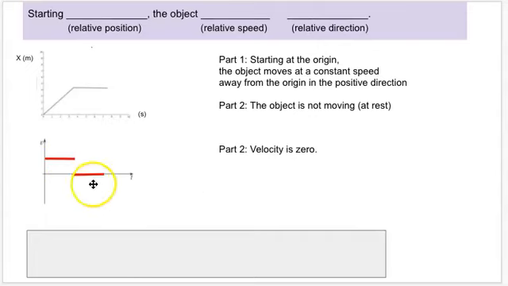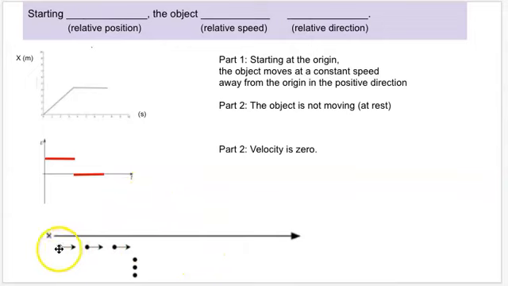Okay, so you have a horizontal line in the positive space, somewhere in the positive, doesn't matter where. You have a horizontal line at zero because it's not moving there. Okay, so what this is saying is that the object was moving in the positive direction and instantaneously it stopped moving. Okay, what does the motion map look like?